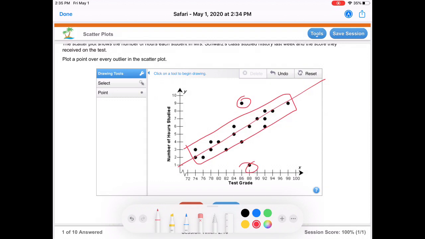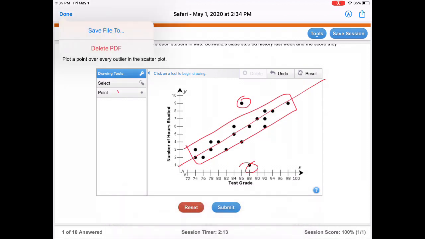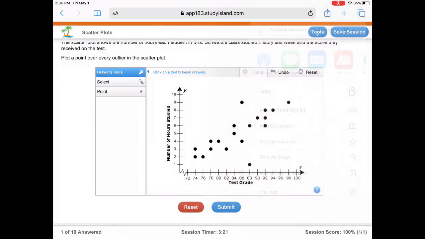So what they're asking us to do is plot a point where those outliers are. So I'm going to use my point tool. I'm going to put a point over that one and a point over that one.